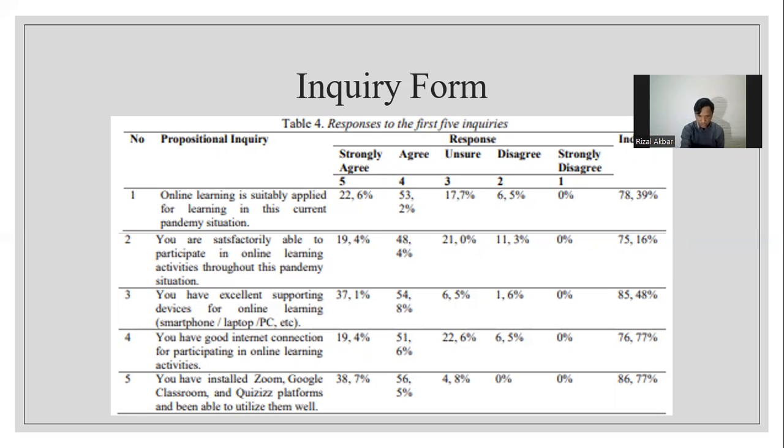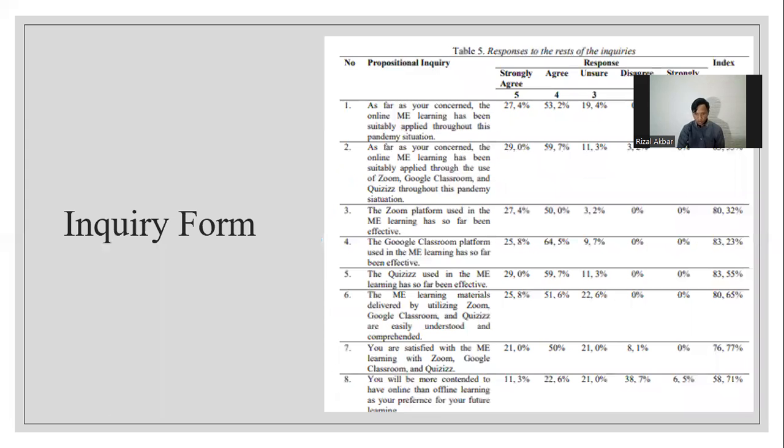So this index shows that every questionnaire has more than 70%. It means that most of the students agree with the questionnaires, which makes them really ready to be doing online learning. So you can see all of this table, and this is the rest of the inquiries, and mostly, except the last, they strongly agree with the inquiries. So that means they are very ready to do that online learning.